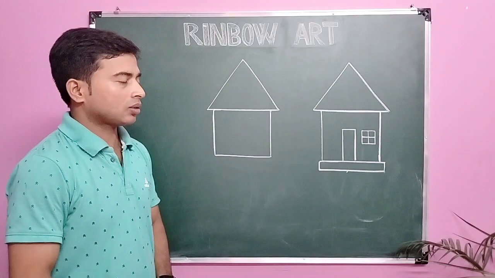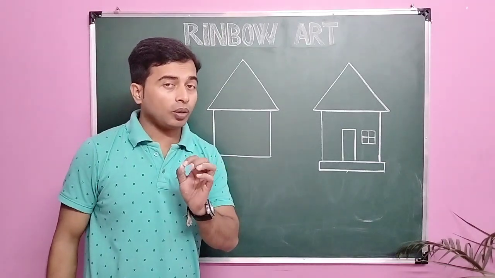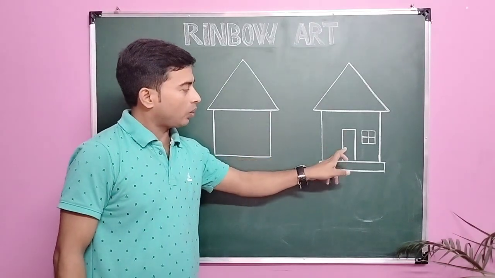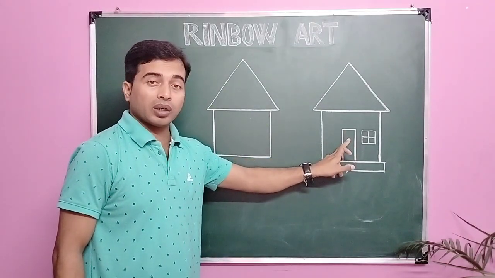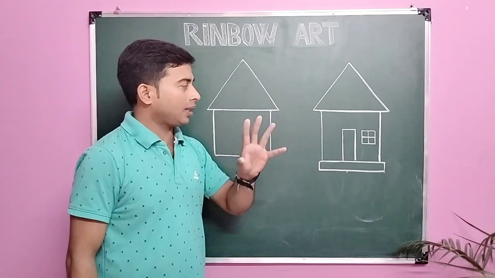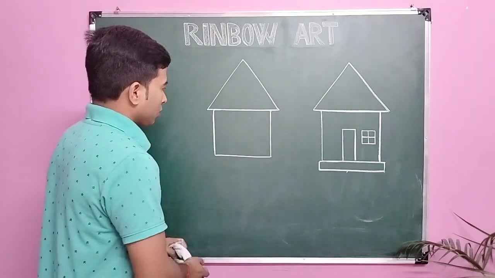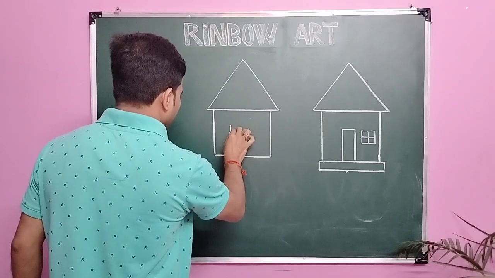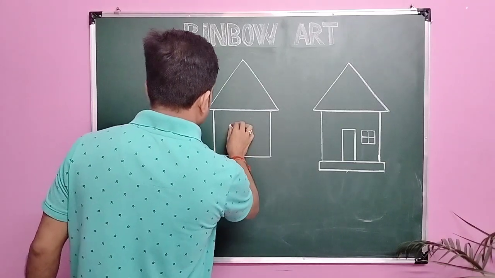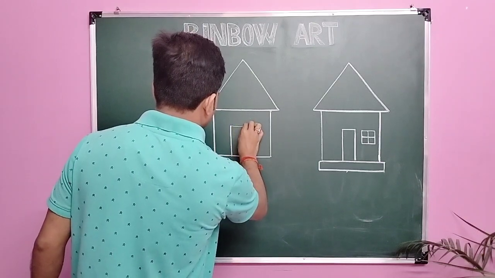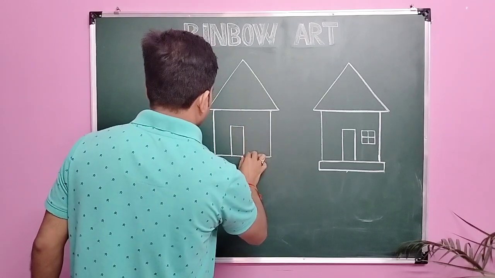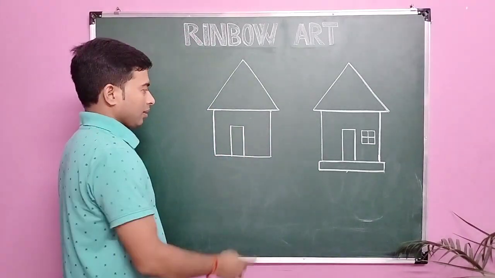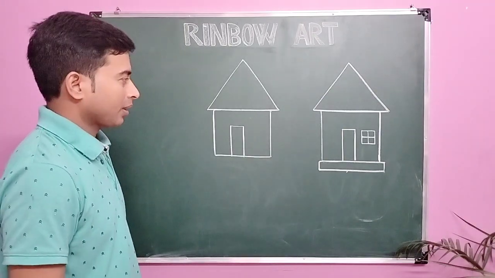Done? Slowly. Do slowly. Do not hold your pencil tightly. So next we are going to make here a rectangle. For the door we are going to make a rectangle. Here in the middle we are going to make a rectangle. See children, like this. We are going to draw a rectangle without using a scale. See, we have made the door.